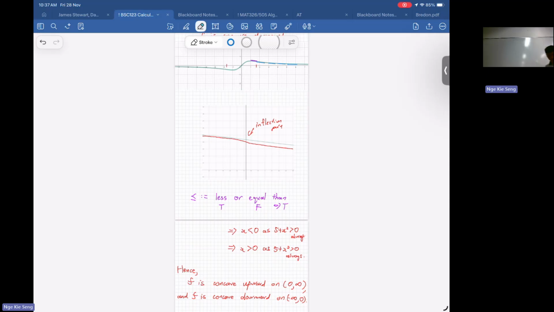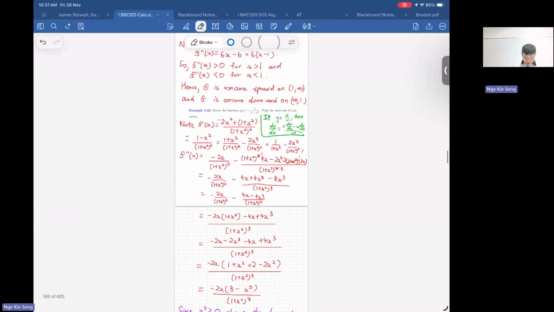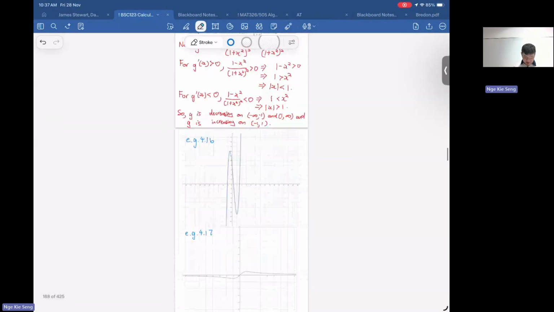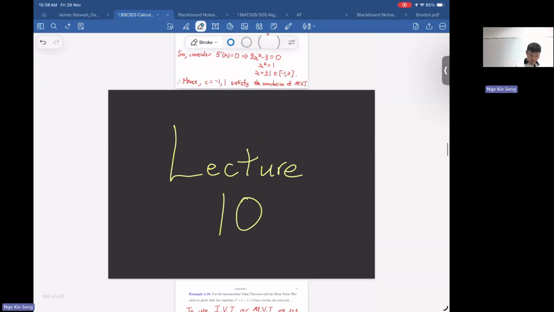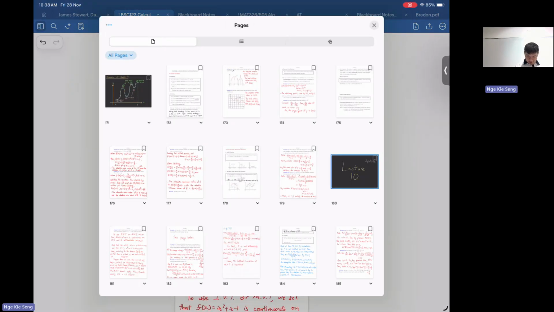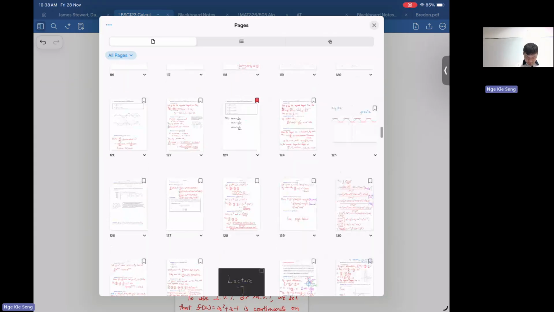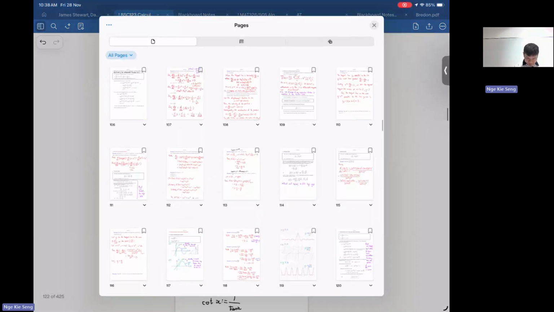So let's check 2.51. Then I will update this solution here. Let's make a note here: update lecture 10, 2.51, right? Okay, let's look at 2.51 here.